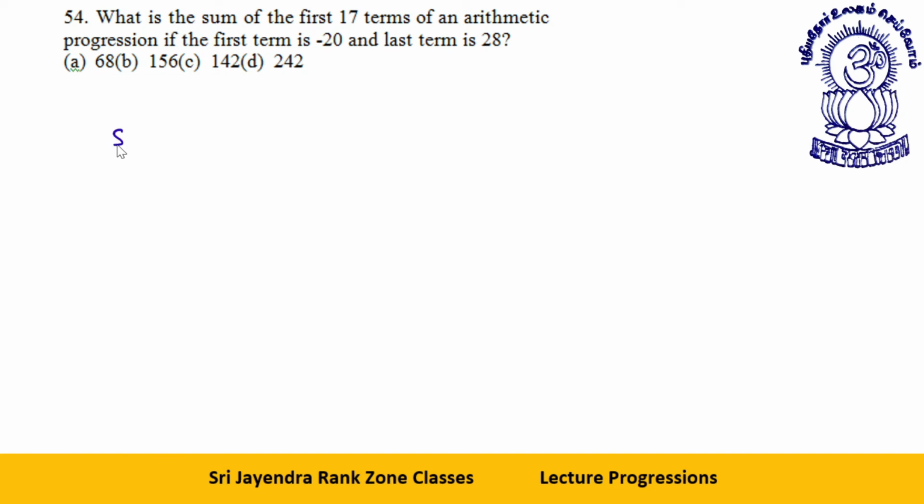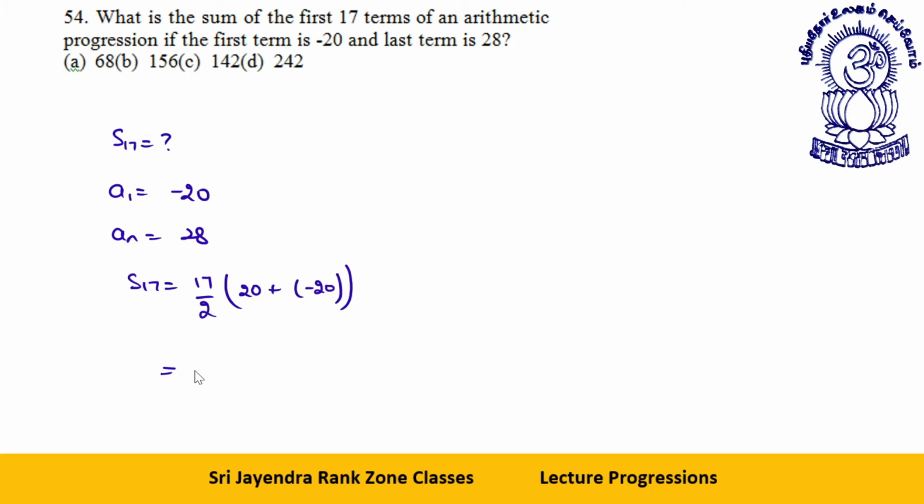Sum of the first 17 terms you are being asked. A1 is equal to minus 20. An is equal to 28. So S17 will be n by 2. What is n by 2? That is 17 by 2 into 28 plus minus 20. 8.5 into 8, that will be 64, option A.